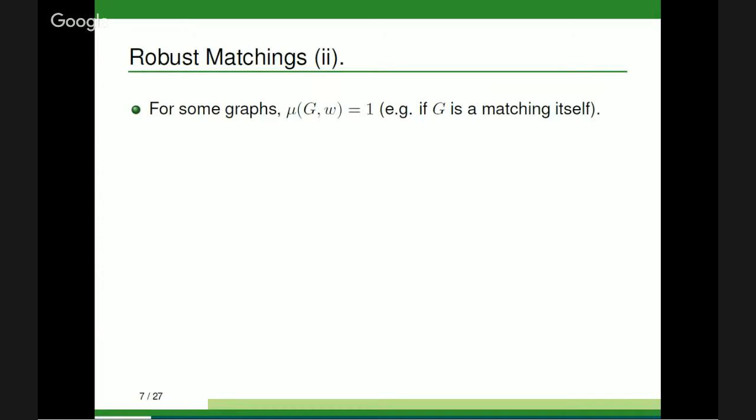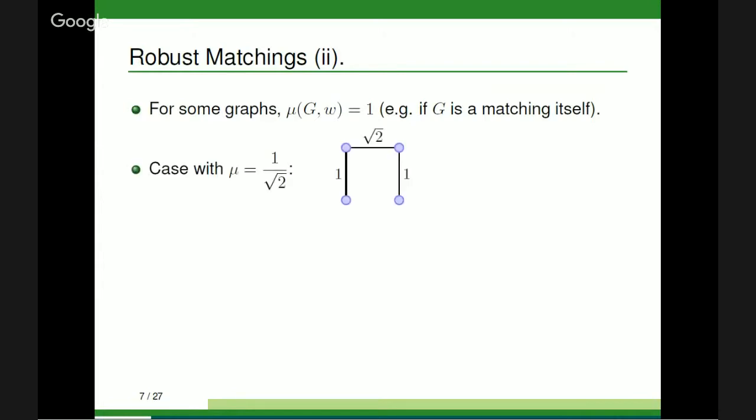But on the other hand, there are some graphs for which this robustness is 1. For example, if the graph itself is a matching, you can output this matching, and that would be a 1 robust matching, because for every cardinality, this matching contains the optimal solution.